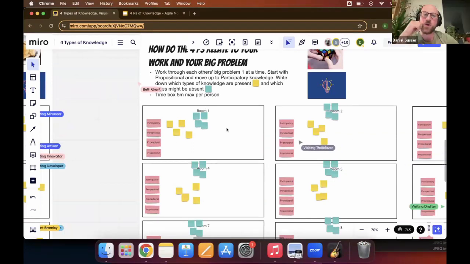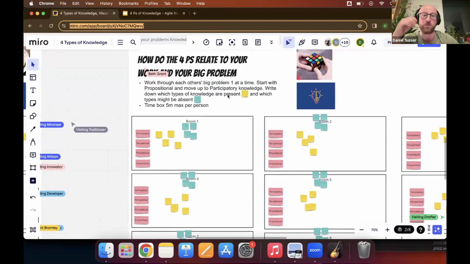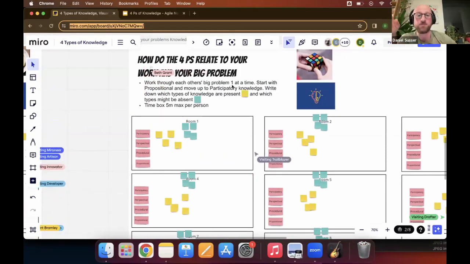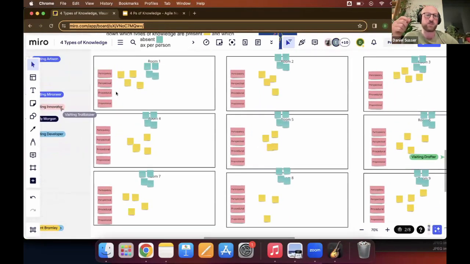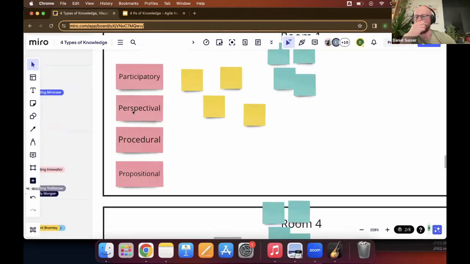I think I want to do 20 minutes here, because what I want you to do is, in your room, go through each person's big problem. Maybe re-clarify what it is, or explain it for the first time if you're in a new room. It was more helpful to start with the participatory knowledge, wasn't it? So maybe try some that start with the propositions: hang on, what propositions, what facts am I thinking are relevant, and then work your way up. Or if you fancy it, start with the participatory stuff and work your way down.